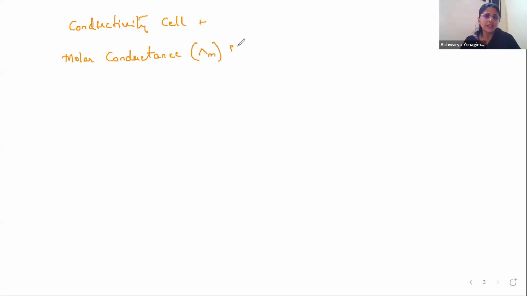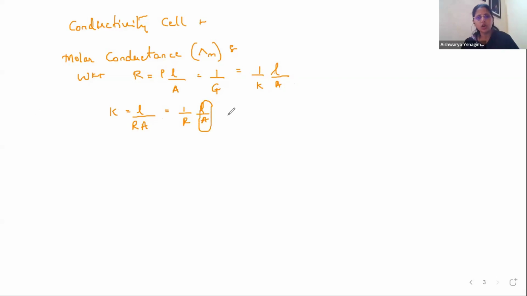So let us understand the mathematical aspect of this molar conductance. We know that resistance R is equal to rho into L by A, that is equal to 1 by G, that is conductance. So rho is nothing but 1 by kappa, times L by A. Kappa is my conductivity. So kappa is equal to L by R into A. I can write this also as 1 by R into L by A. Now this L by A, the length between the electrodes and the area of cross section, remains constant. That is the cell constant.